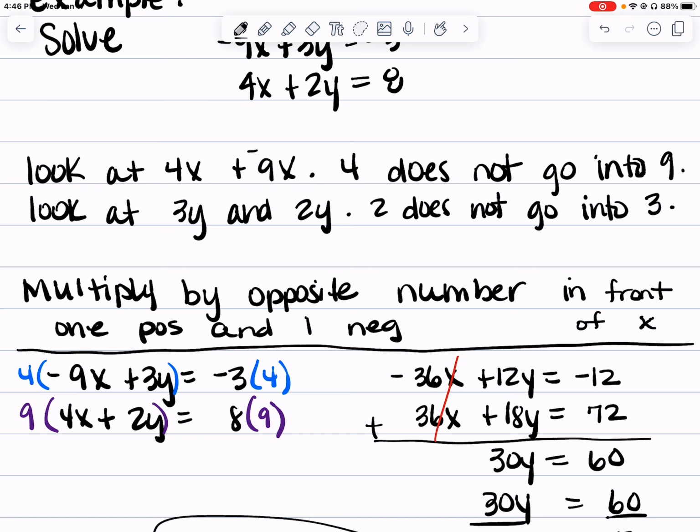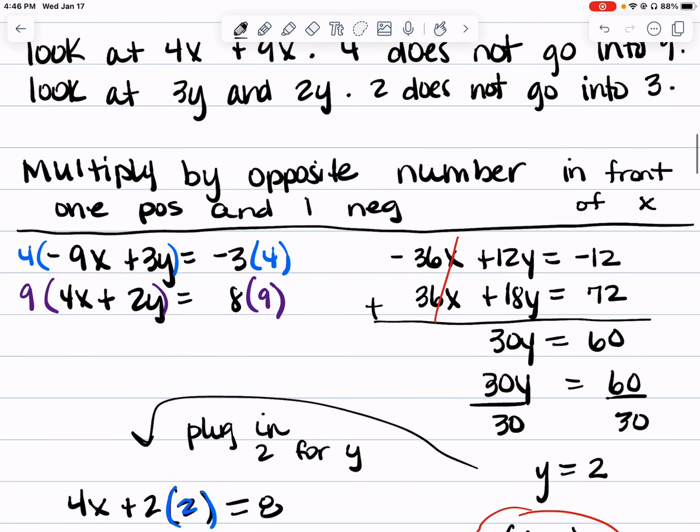4 times negative 9x is negative 36x. 4 times 3y is 12y. 4 times negative 3 is negative 12. The second equation, 9 times 4x, 36x. 9 times 2y, 18y. 9 times 8, 72. So when we add the two equations together, our goal is to get a letter to go away.